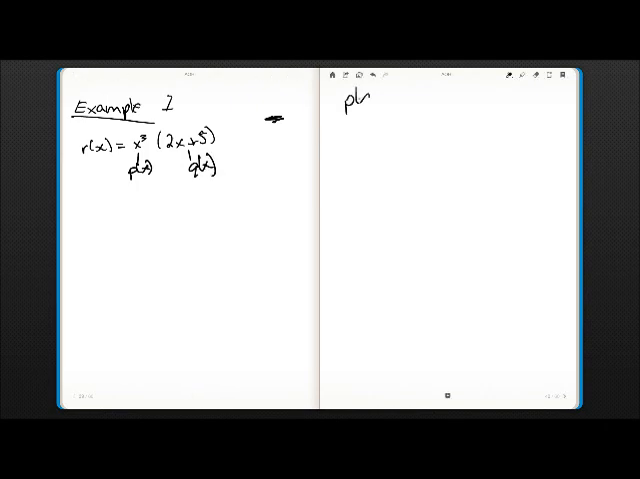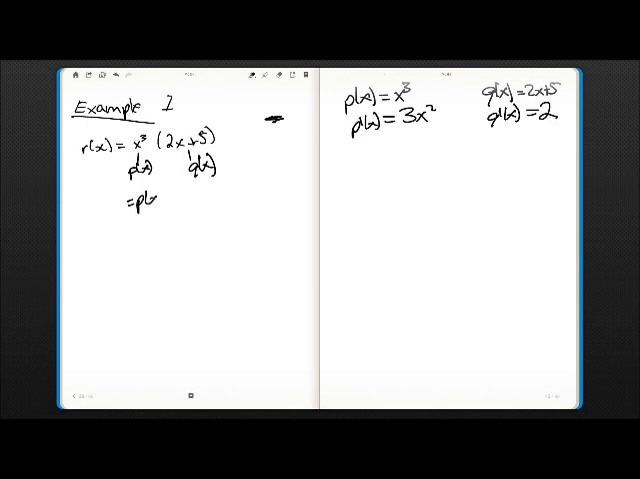Therefore I'm going to write it here: p of x equals x cubed, and p prime, you can just do it right here, is 3x squared, and then q of x equals 2x plus 5, and the q prime would be just 2. So r of x, I'm going to rewrite this into this form, and basically the derivative is d first times second plus d second times first.